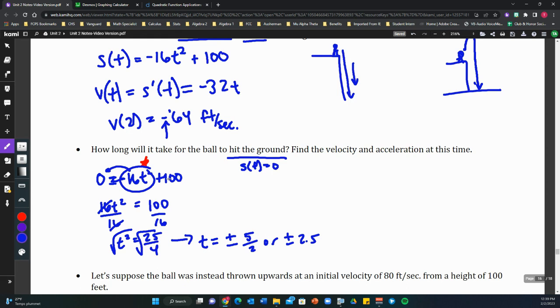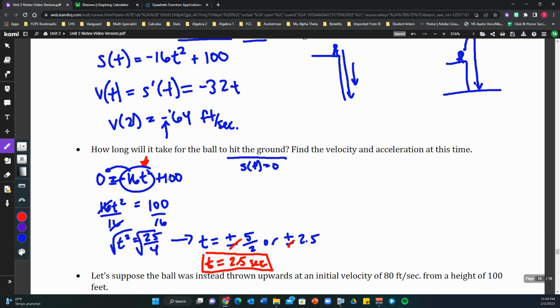So there are lots of these situations where we end up with extraneous solutions. So we just have to ignore the ones that don't make any sense to us. So in this case, the only meaningful solution is 2.5 seconds. So that is how long it takes for this ball to actually end up hitting the ground. If I start at a height of 100 and drop it, it takes 2.5 seconds to hit the ground.